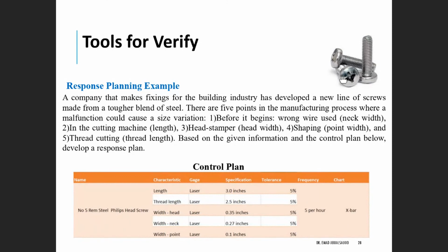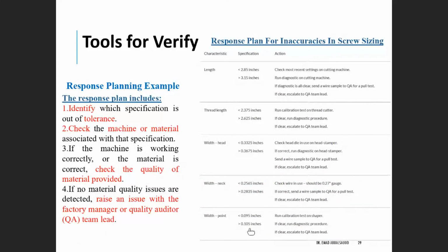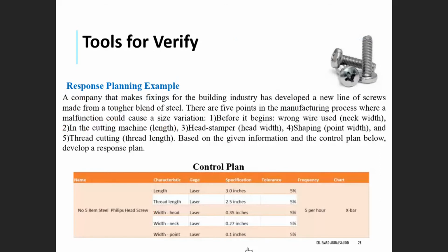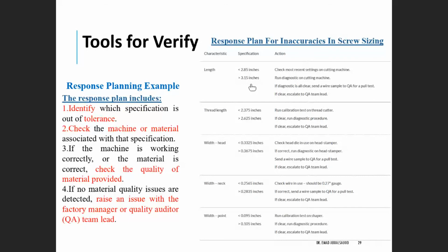So what is the response plan, and how is it different from the control plan? In the response plan, you develop a set of actions in case any of those specifications we have mentioned went away from the tolerance. So if, let's say, the length is exceeding the control limits, whether the upper or the lower, what set of actions should you take as an operator or as someone working on the process line?